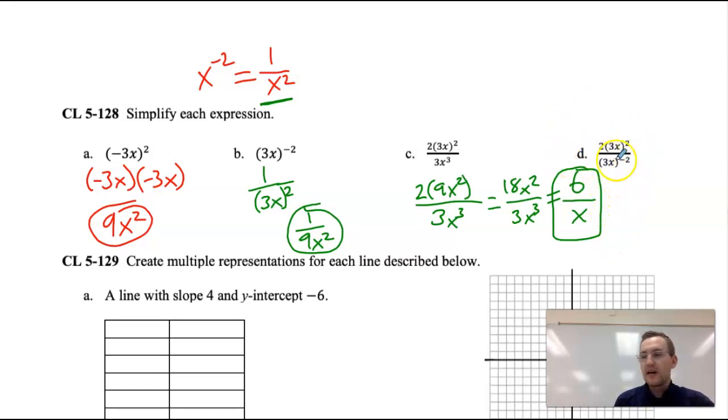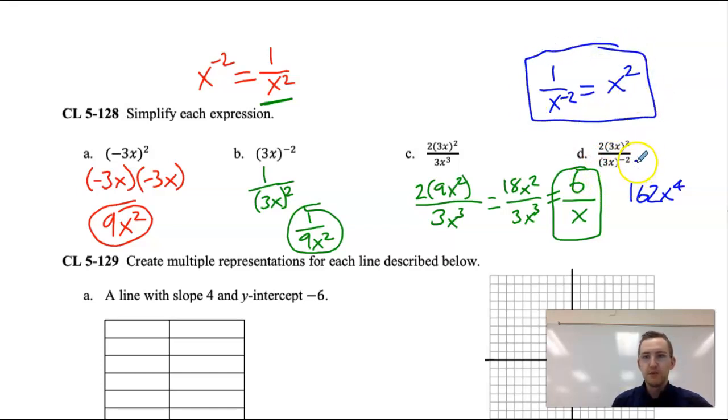All right, I'm going to let you do D on your own, but if we do this one correctly, we should get our answer to be 162 times x to the fourth. I would recommend, knowing that we have a negative exponent on the bottom, it's kind of the opposite of our rule here. So if we have 1 over x to the negative 2, that means the same thing as x squared. So you have to rearrange this first before we start simplifying, but I'll let you work that one on your own. This is a little hint for us. So move this up to the top first and then simplify from there.